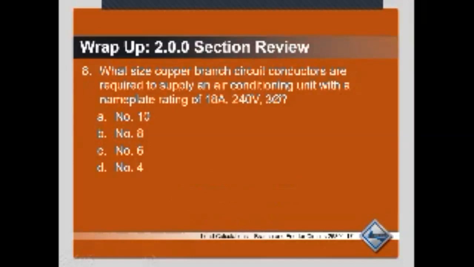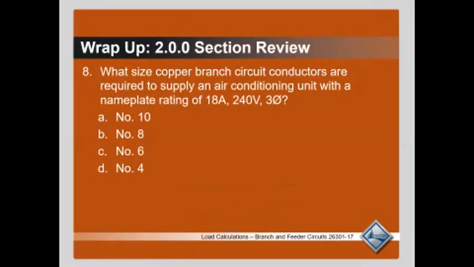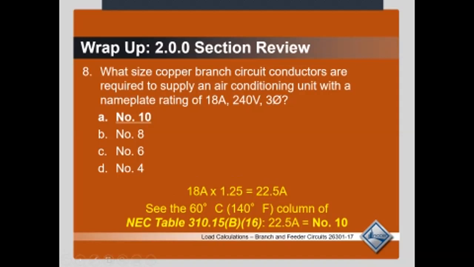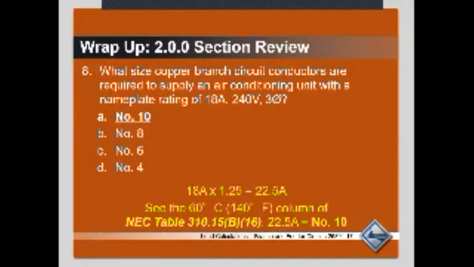So what size copper branch circuit conductors are required to supply an air conditioning unit with a nameplate of 18 amps, 3-phase? So we do 3-phase. We do the square root of 3, so we multiply it times 1.732. So the number 10 at 125%, and 60 degrees Celsius, 100 column, table 310.16, 22.5 amps equals number 10. 18 amps times 125%.